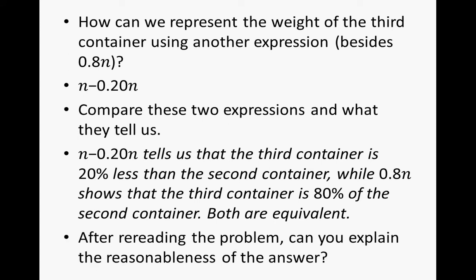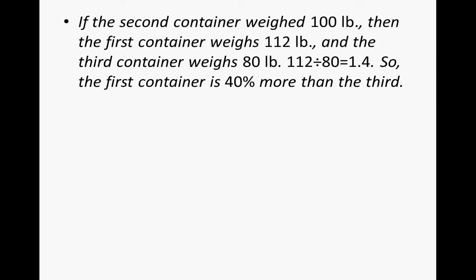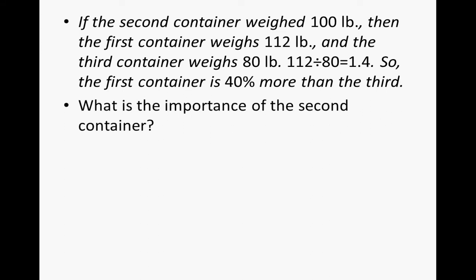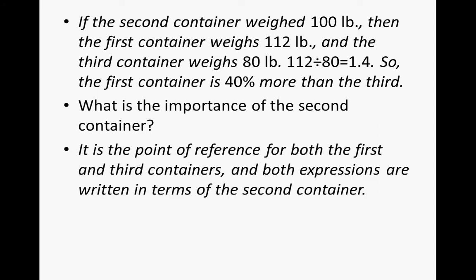So after rereading the problem, can you explain the reasonableness of the answer? If the second container weighed 100 pounds, then the first container weighs 112 pounds, and the third container would weigh 80 pounds. So 112 divided by 80 is 1.4, 1 4/10. So the first container is 40% more than the third container. So what is the importance of the second container? Well, it is a point of reference for both the first and third containers, and both expressions are written in terms of the second container.